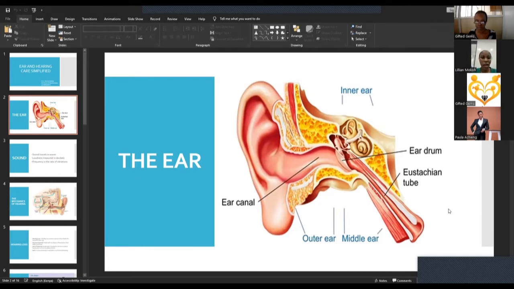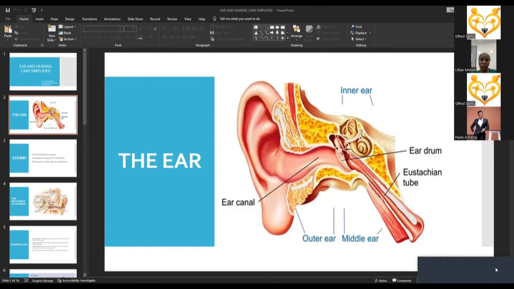And today I will be discussing the ear and hearing care in an easy way. The objective is to make you understand basically about the ear and how it works and what is required for you to do whenever you have a problem with your ear. So perhaps we can start by looking at our ear. The ear generally looks like the picture as shown on the screen.